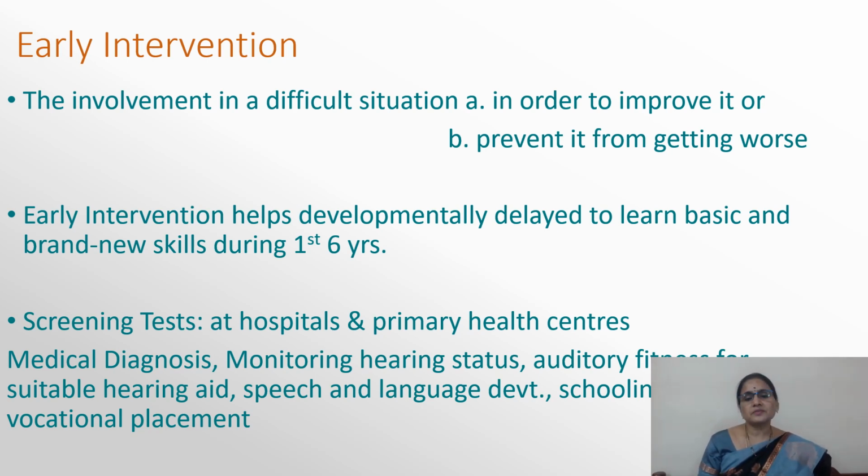There are 3 types of screening tests. Number 1 is medical diagnosis. Mostly this is held at the birth of a child. The audiologist will check whether the child has normal hearing ability or not. If not, they will check how much disability the child has, everything will be checked over.